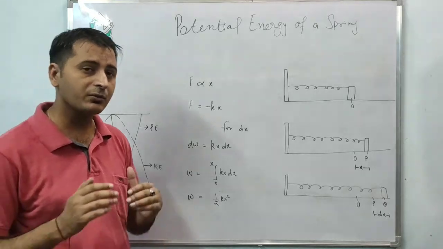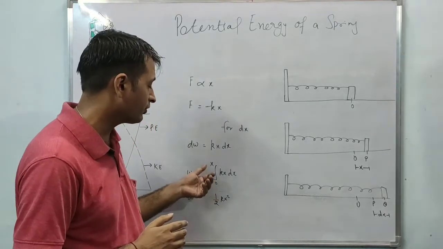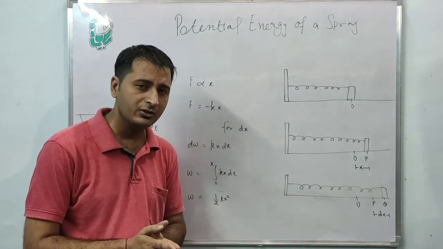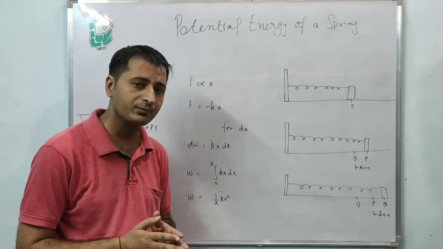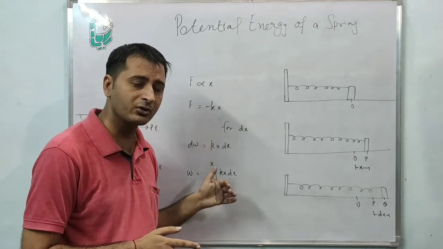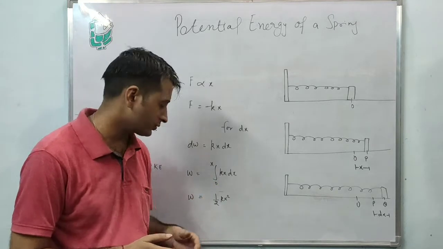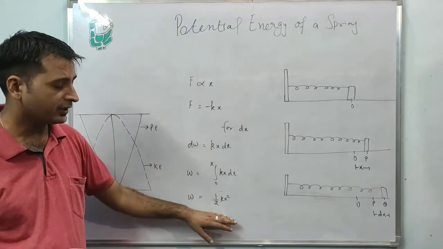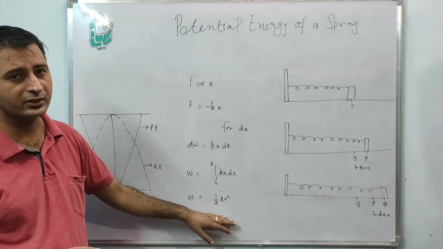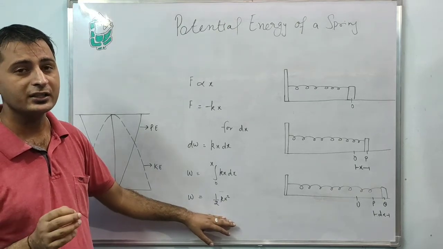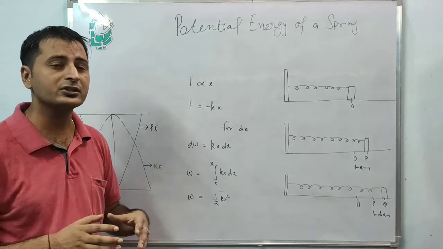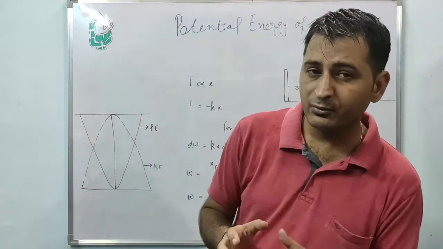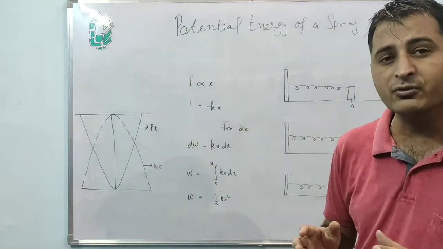Integrate for the entire system from the lower limit to the upper limit. The lower limit will be 0 and the upper limit is the maximum displacement. Consider x as the maximum displacement. Clear? So the lower limit will be 0, the upper limit will be x. Integral of kx dx. k is constant, the variable is only x. So W comes out to be half kx square. What is it? It is the work done on the system, stored as potential energy. Clear?